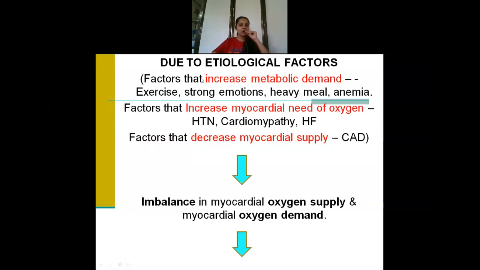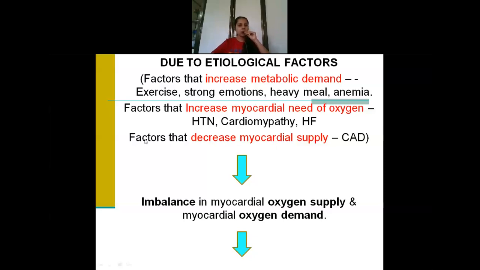Now, my pathophysiology, which I have written here, looks very lengthy. Okay, you need not write so much. You can just mention due to etiological factors and write down some of the etiological factors or risk factors. What I have written here is you should always remember there should be a balance between the myocardial oxygenation supply and the demand. So there should be equality between the oxygen supply and oxygen demand, isn't it? So if your supply is less or if your demand is more, what will happen? There will be imbalance. Okay, so that is what I have explained over here.